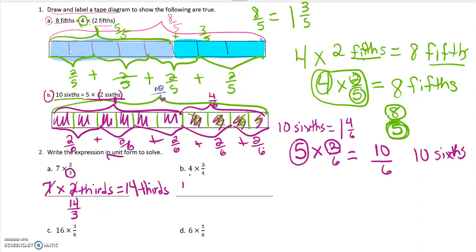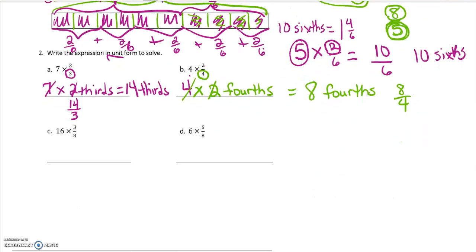4 times 2/4, so we have to show 4 times, whoops, I can write the multiplication symbol. 4 times 2, and then the unit is fourths. So that's the one that we're going to write out. So 4 times 2 equals 8 fourths. Or in fraction form, it looks like that. Pause if you need to catch up.